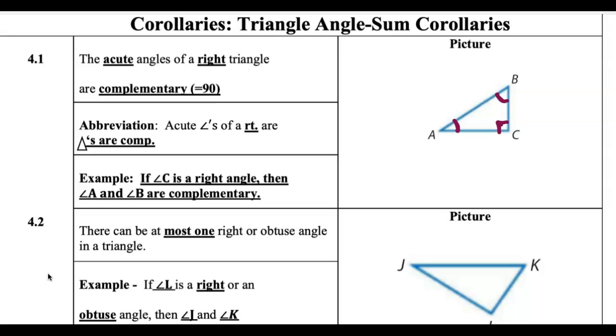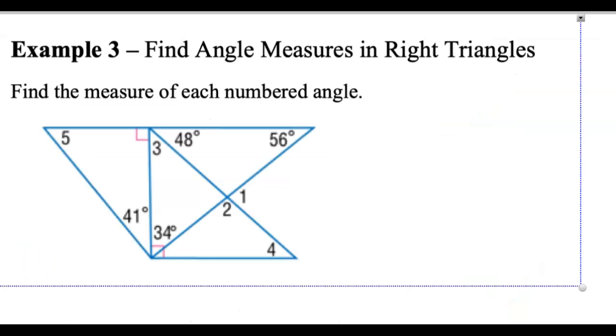There can be at most one right angle or an obtuse angle. So if you have a right angle, that's going to be the largest that there is. Otherwise, you could have something bigger, or all of them are acute.